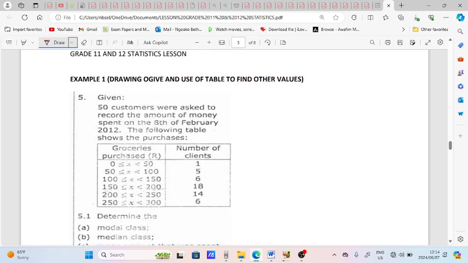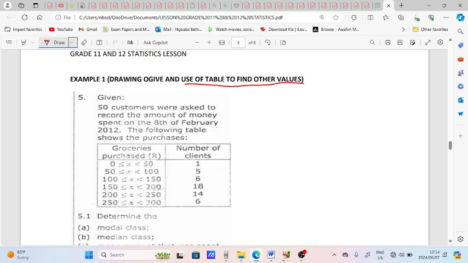Now example number 1. They are saying we need to draw an ogive and use the table to find other values. It's fine. We use the table or we can use the graph. So if we manage to draw the ogive, then we must interpret that ogive. So after interpretation of the ogive, I think everything will be clear. Then we'll be sorted. Now we'll be ready for the questions.